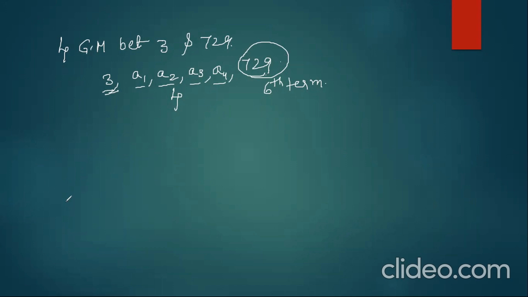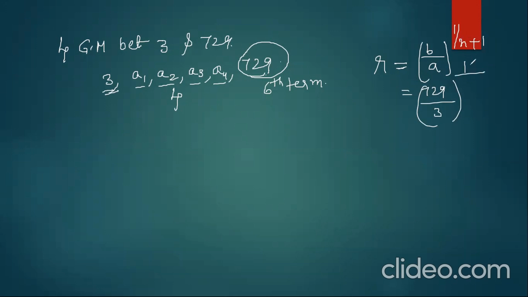And also, we can easily find the common ratio. What did I say? For geometric progression, B by A whole power 1 by N plus 1. Now, how do we write? B is 729 upon A is 3, whole power 1 upon N plus 1. What is N here? N is not the number of terms, okay? How many geometric means? N. So, N is 4, right?